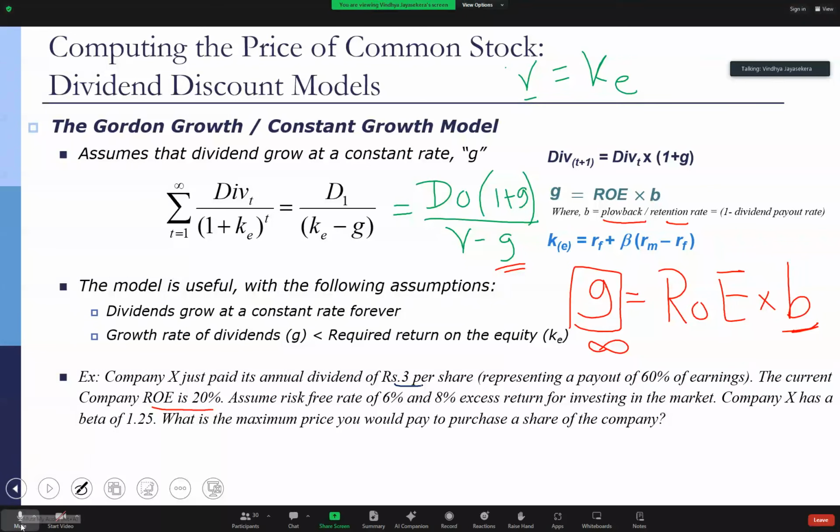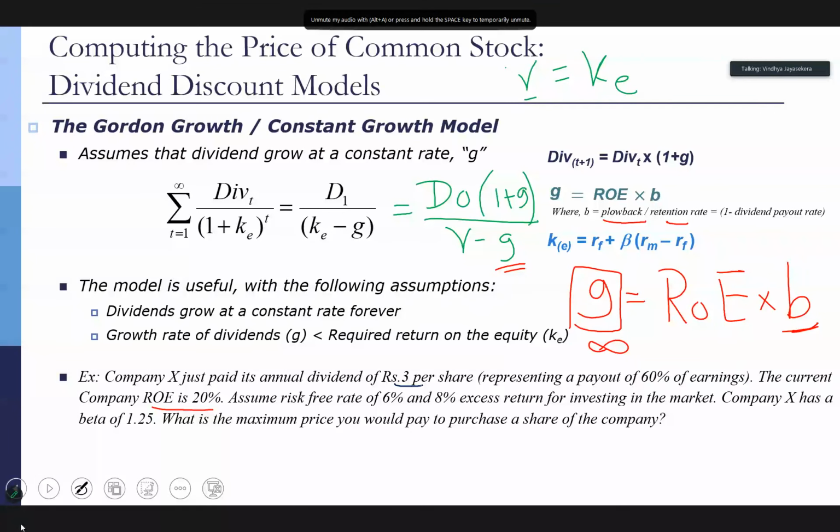Yes, it is just paid. That means it is happening today, right? So it is D naught. So it's about whether it's happening today or not, right? It's just paid. So this is D naught. So I need to find D1.